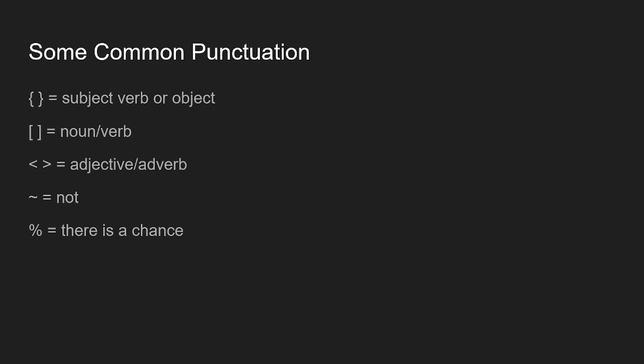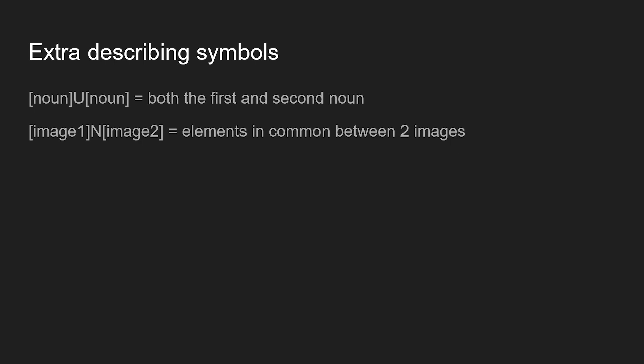Some common punctuation. The square brackets are a noun or a verb. The angle brackets are adjective/adverb. The tilde is not. The percent sign means that there's a chance of something. And the curly brackets mark a part of the sentence. Kind of harder to explain. You'll see more about them in the examples. And here are some extra describing symbols. The U means both the first and the second. And the N is elements in common between both images.